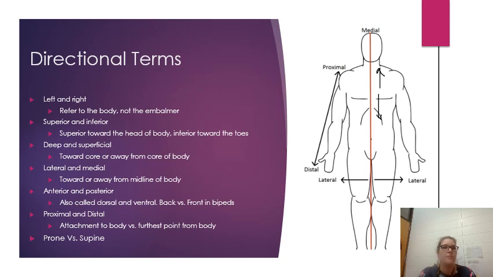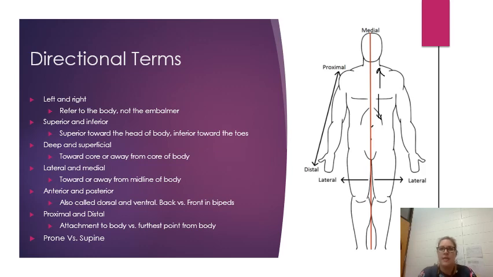Make sense? Deep and superficial: deep means toward the core of the body, the center of the body. So I'm actually going to go down into the body, meaning deep. Superficial means toward the surface of the body. So skin would be superficial, whereas the intestine would be deep.